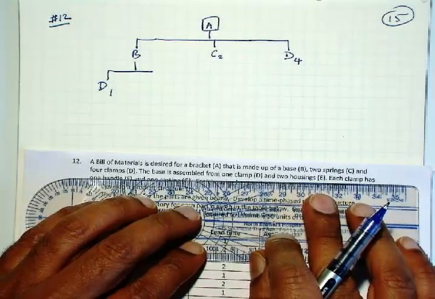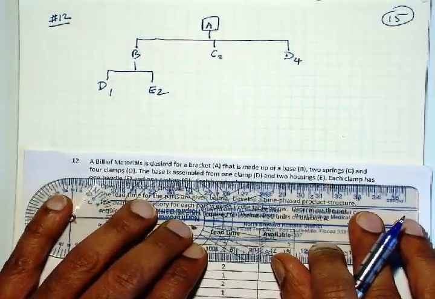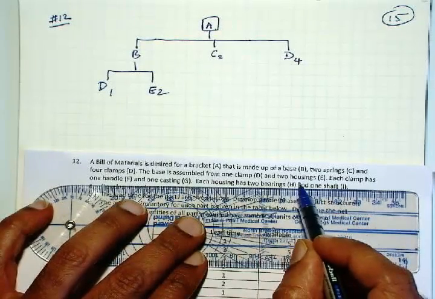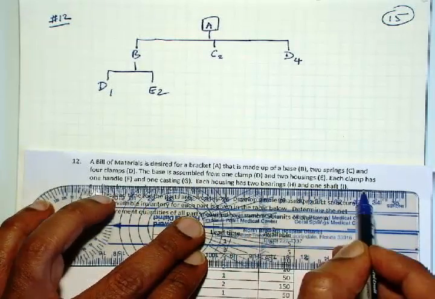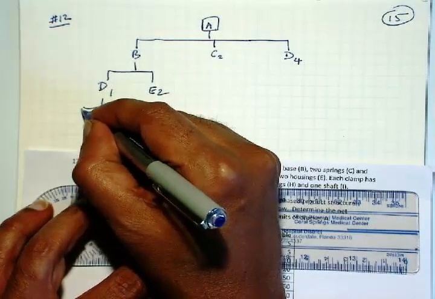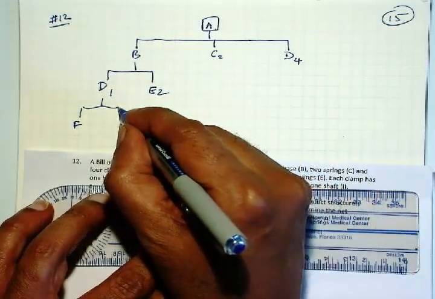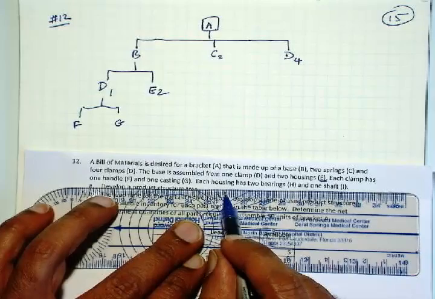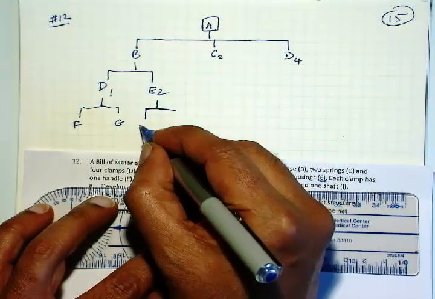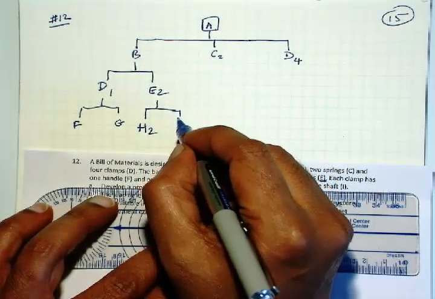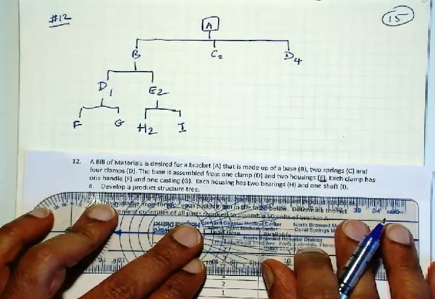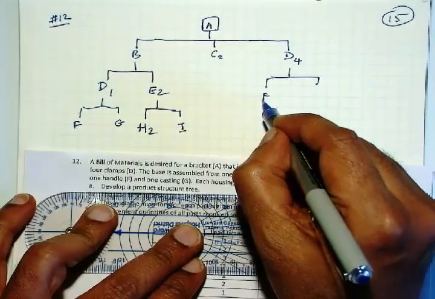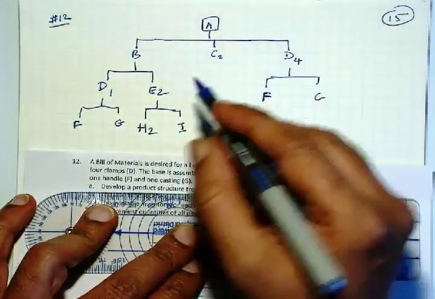And 2 housing E. So E, we need 2. Each clamp has one handle, so D is clamp, so each clamp has one handle F and one casting G. Now each housing, housing is E, each housing has 2 bearings H and one shaft is I. Now D has already been described as 1 F and 1 G, so here also it should be 1 F and 1 G, except that the D should come down to this level.